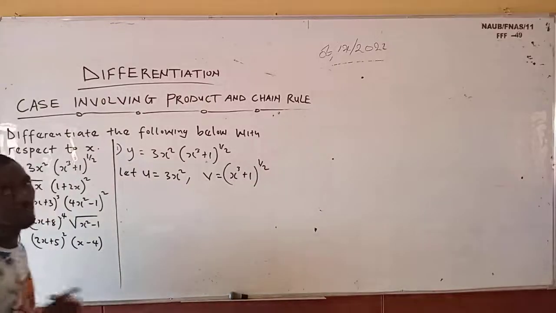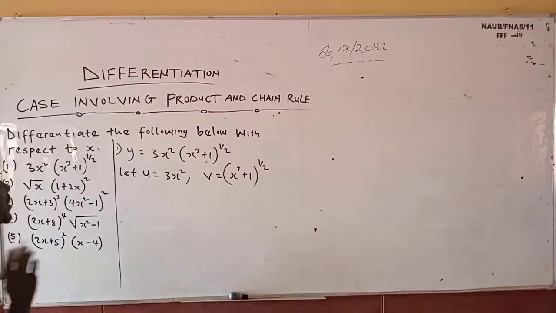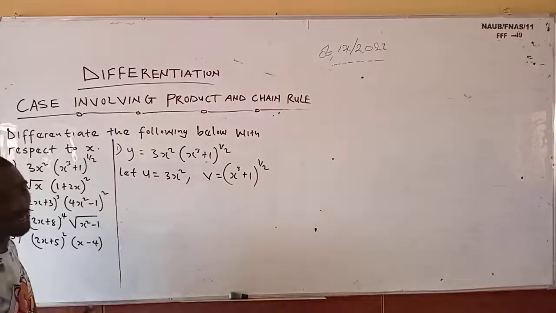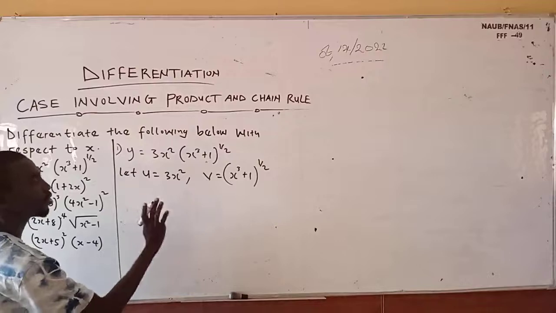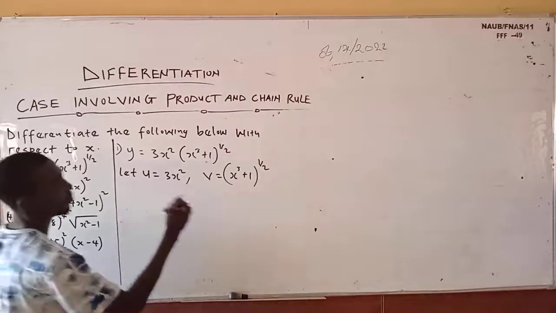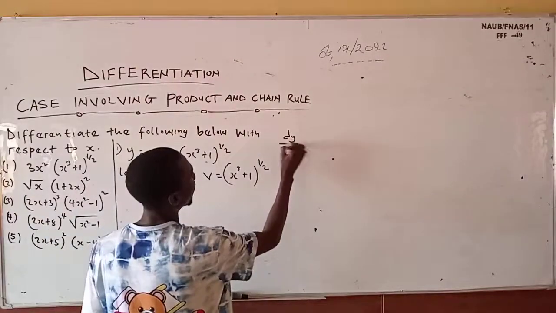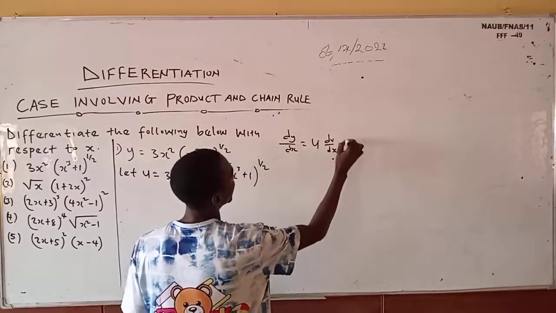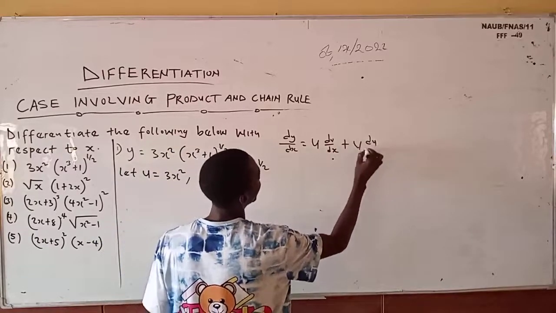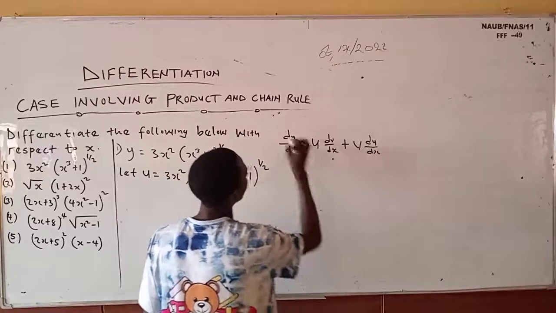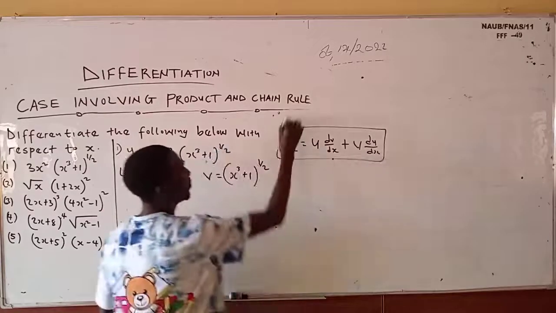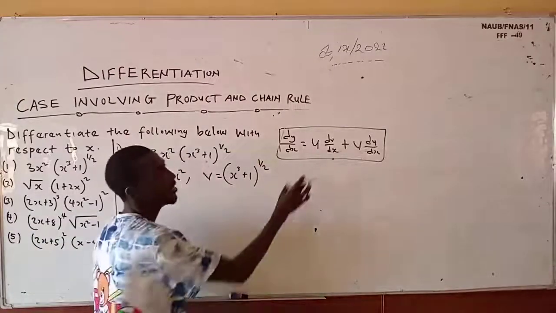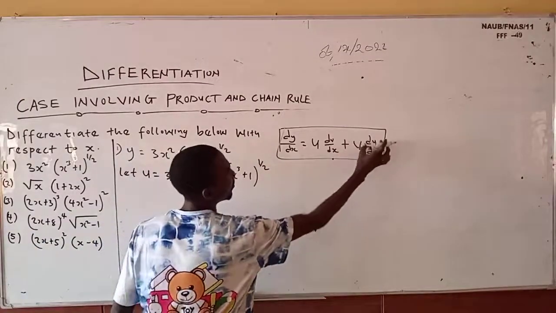Half. You get that? So now the next thing I'm going to do is I'm going to differentiate u in respect to what? s. From product rule, let me write the formula here. dy over ds is equals to u dv ds plus v du ds. So I've gotten u, I've gotten v. We need the dv over ds, we need the du over ds.